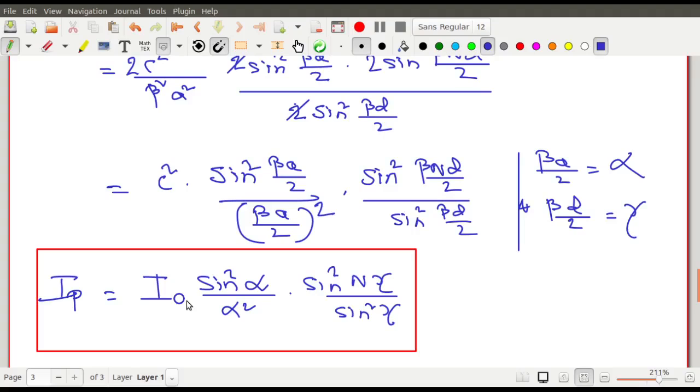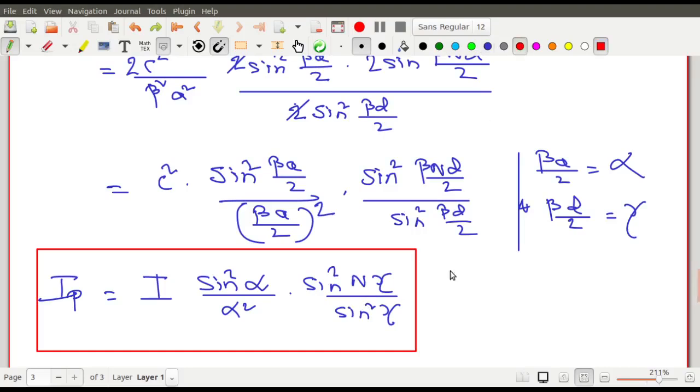You may say, sir, in the single slit class I saw that the I0 was c square, in the double slit class the I0 was 4 c square. So again today it becomes c square. How is it possible? No, you don't say like that. I have other terms also, their contributions also have to be seen. Yes, the intensity will definitely increase; if the number of slits increases, the intensity will increase. Now you can check whether your calculation is correct or not. So that can be checked.